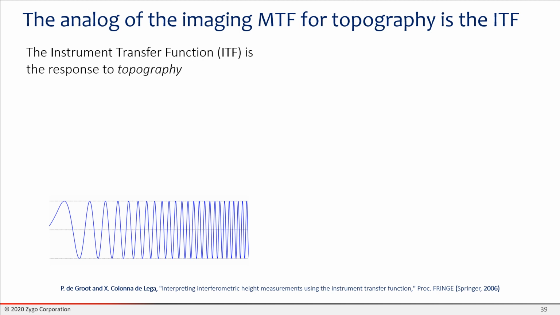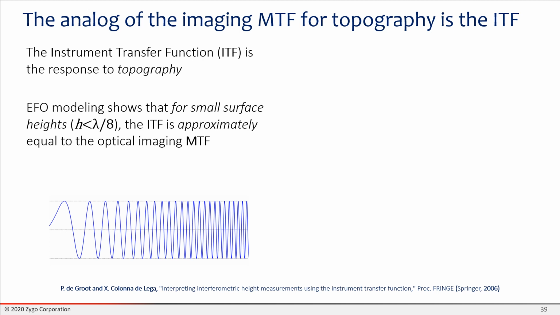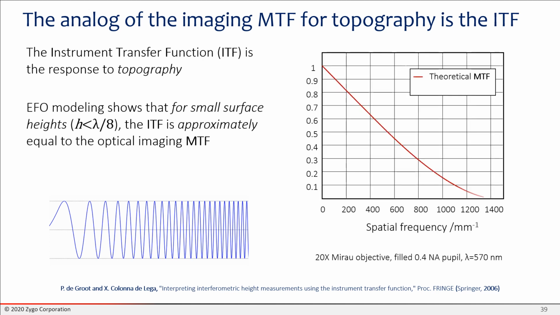What we found is that with the EFO, if you have small surface height variations, then the ITF is approximately equal to the optical imaging MTF. This was shown some years ago, and it's a nice result because it means that if you calculate the theoretical MTF, you have a fair idea of what the transfer function characteristics are going to be of your interferometer. So this compares the measured ITF, what is actually measured on the instrument as the response characteristics, to this theoretical MTF, and you can see they follow each other quite closely, again, for small surface heights.